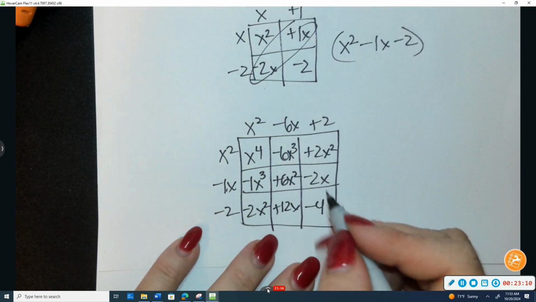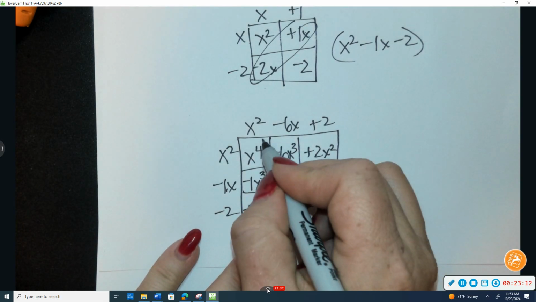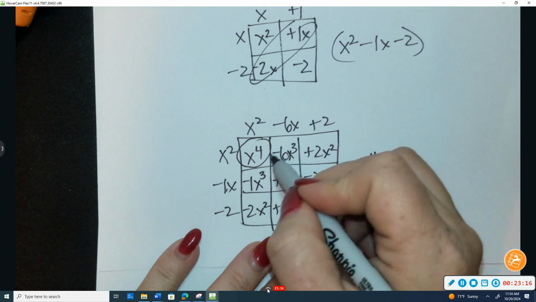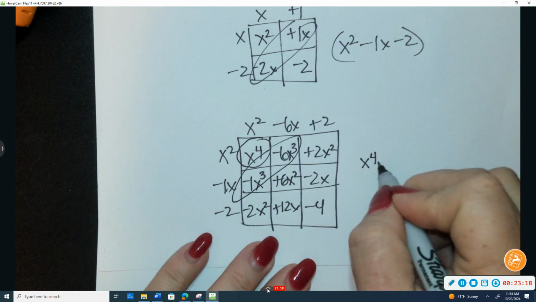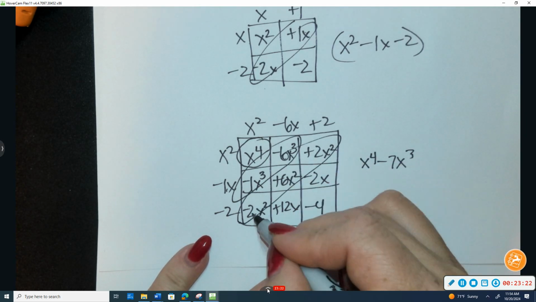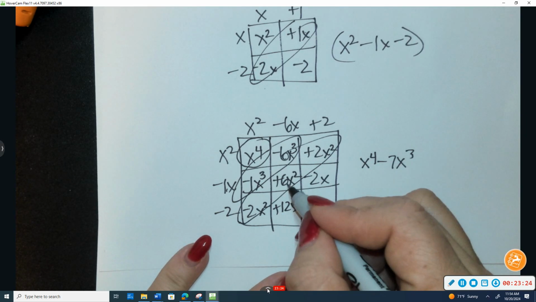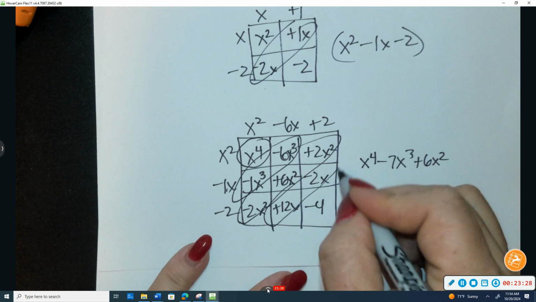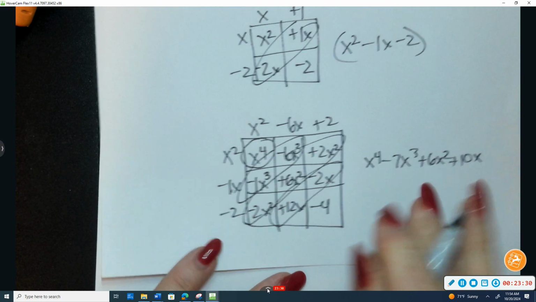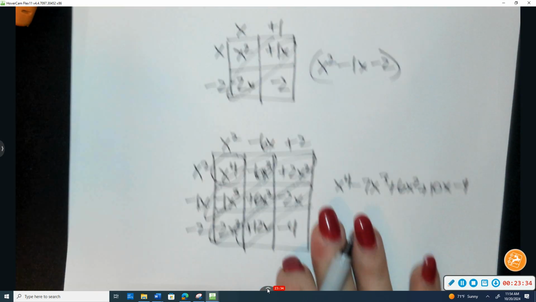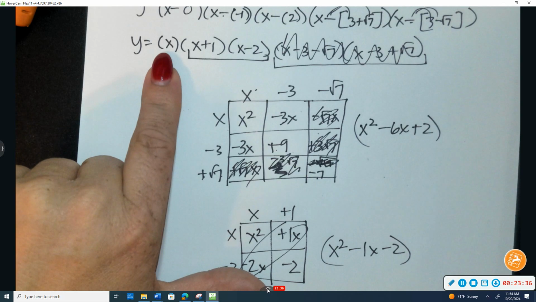Well, let's see what we can do. There's one term that is x to the 4th. And then, this is what I love about these diagonals, negative 7x cubed. Okay, negative 2 and positive 2, hey, they cancel out. And then I'm only left with a positive 6x squared, positive 10x minus 4. So I've done all of this work, and here's the cool thing. Here's the reason why I left this one for last.